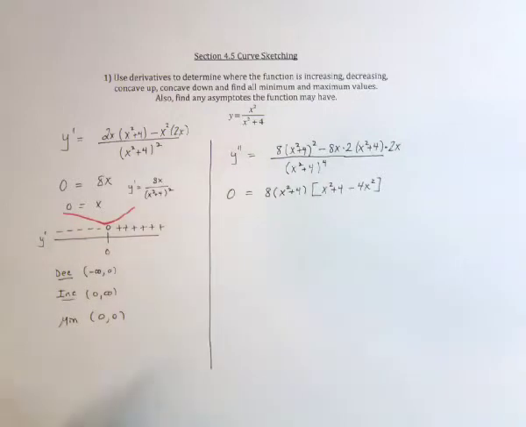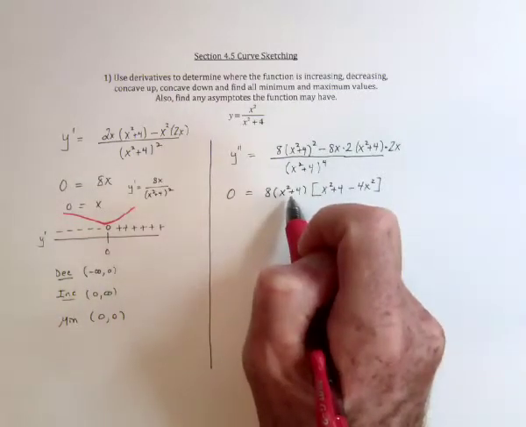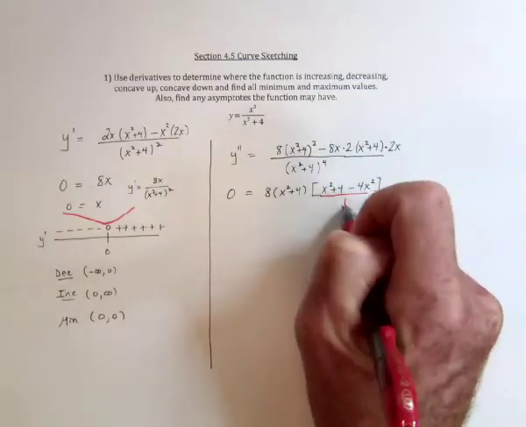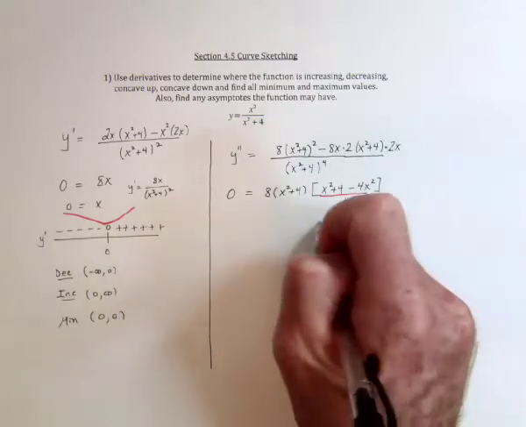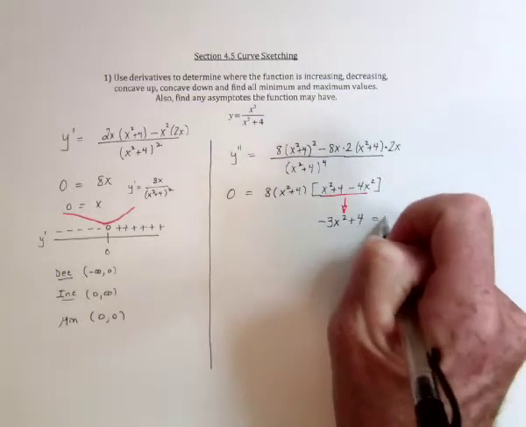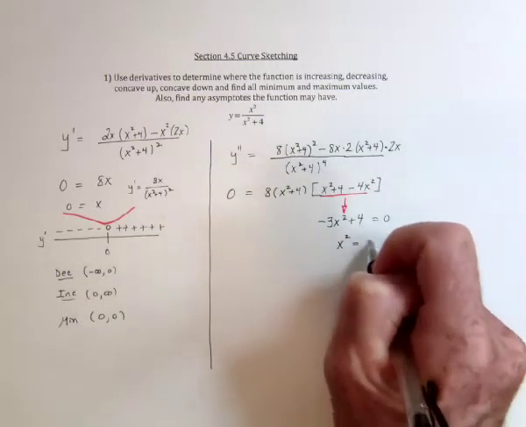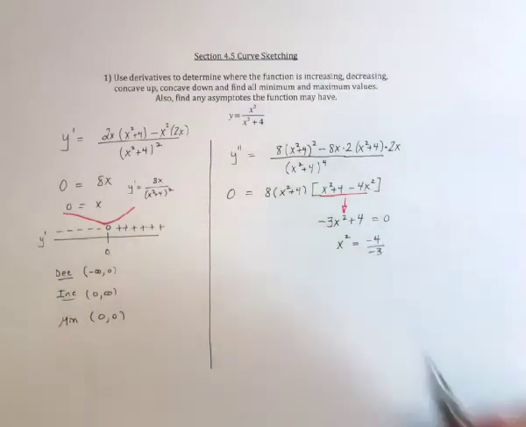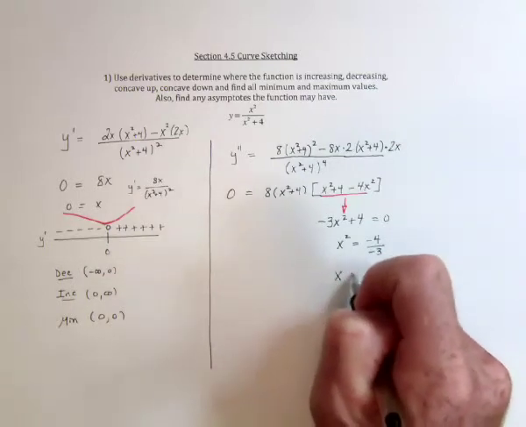And now that it's factored, all the factors could be set equal to 0. This one would give us no real solutions. So we really just need this one set equal to 0. So combining like terms, that's going to be negative 3x squared plus 4 equals 0. Or if you move the 4 over and then divide by negative 3, the negatives will cancel, and then take the square root.